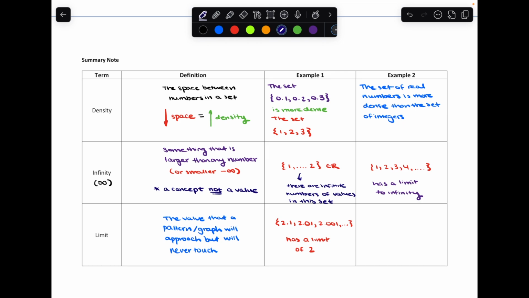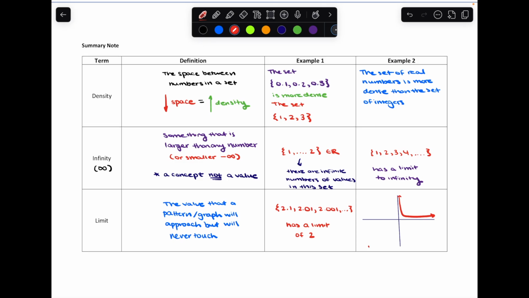If we look at an example of a graph, so we draw a graph here, you see that this particular function will get closer and closer to 0, but will never actually touch 0. So here we can say it has a limit of 0.